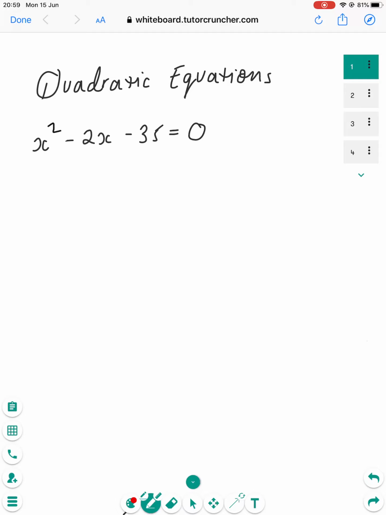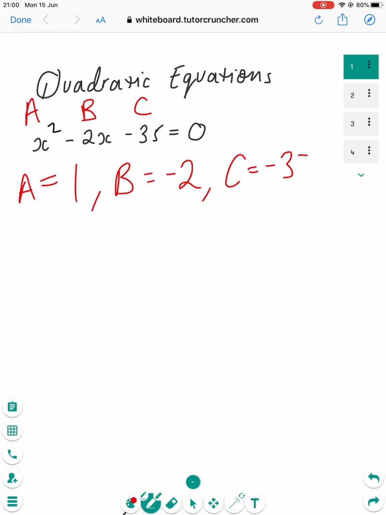The next step is to label the parts of your equation. We're going to label them A, B, and C, and what we're doing here is labeling the coefficients. A is equal to 1 because there's nothing in front of the x squared, so just one of them. B is equal to minus 2 in this situation, and C is equal to minus 35.